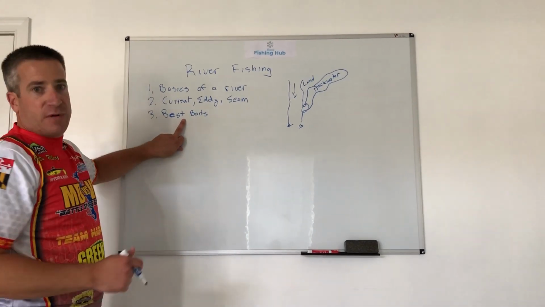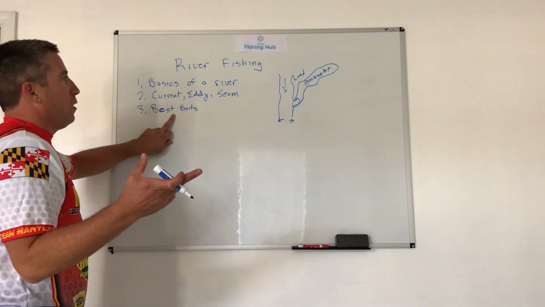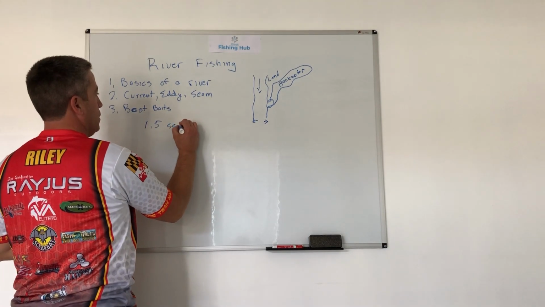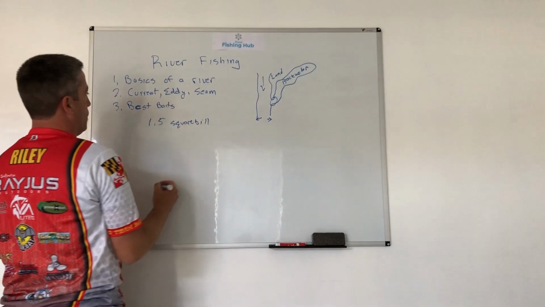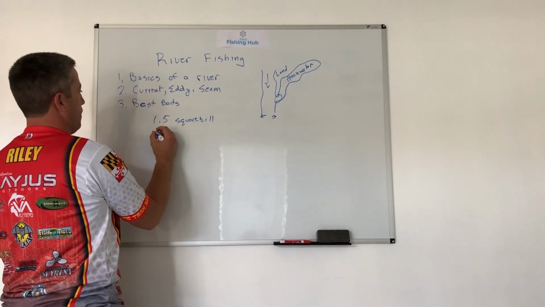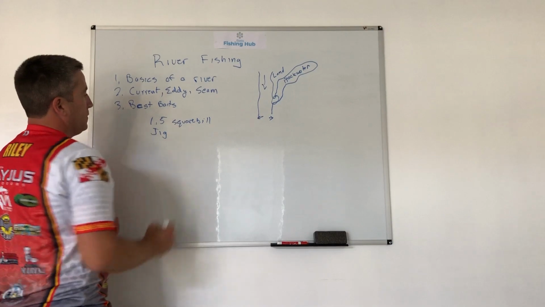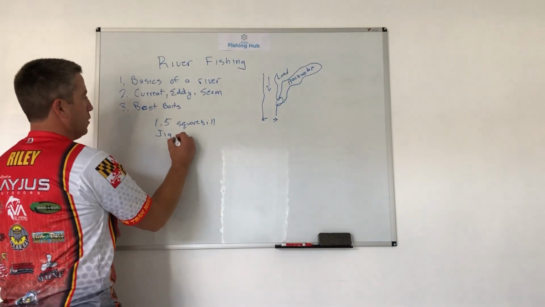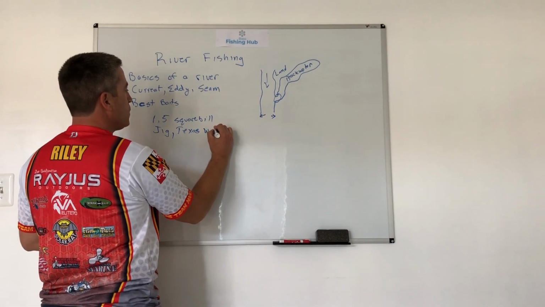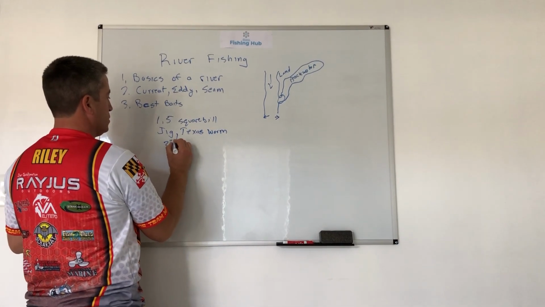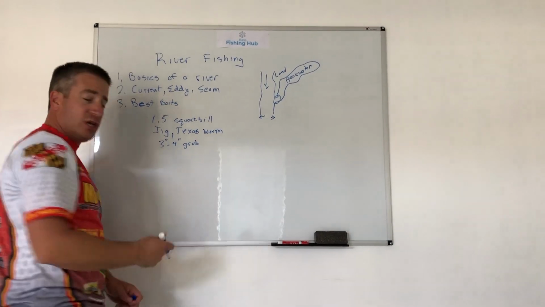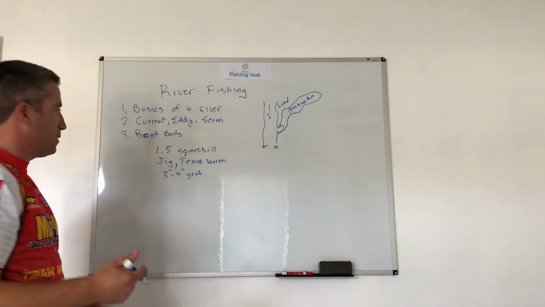So, best baits for rivers, and like always, the next page of this will have all of the baits that I mentioned here. Probably one of the most popular is a 1.5 square bill. It can be a Strike King square bill, a very popular one. Storm Arashi is another one. You can have a jig, flipping a jig or a Texas rig worm, extremely productive on rivers. If you're fishing smaller rivers, a 3 to 4 inch grub just on a jig head. Cast it out, reel it in.